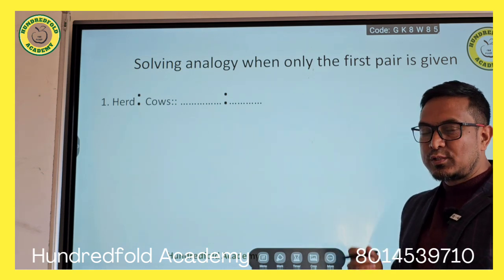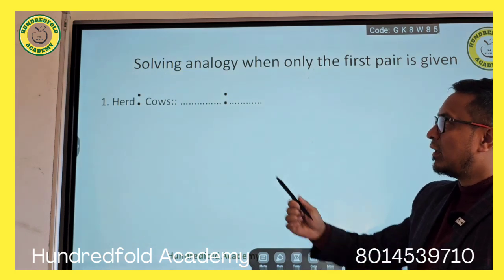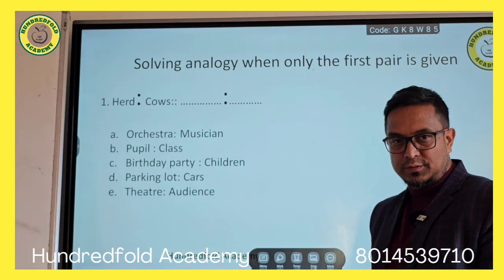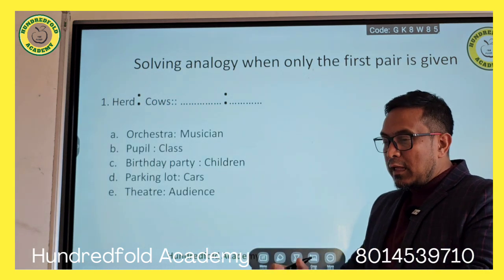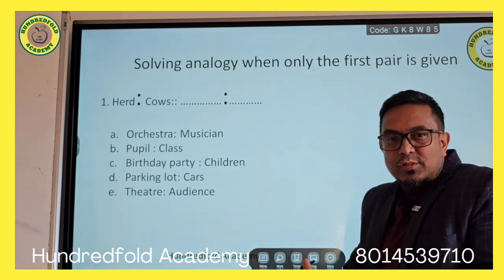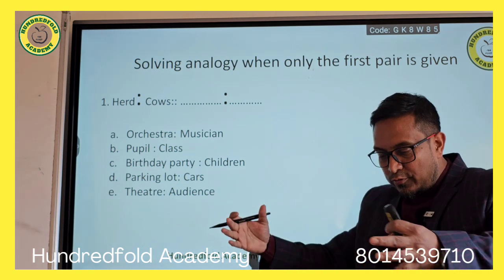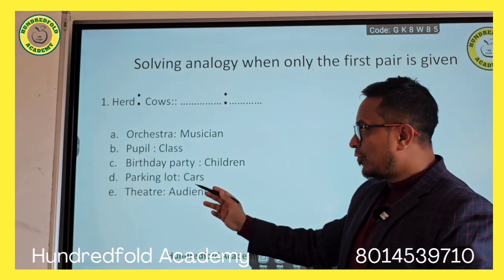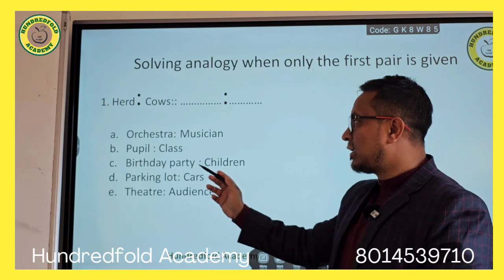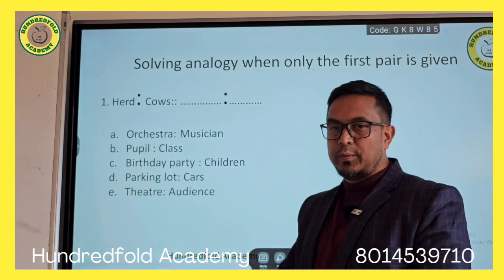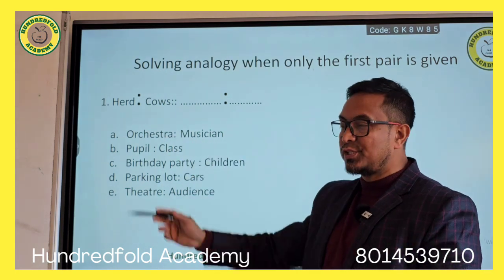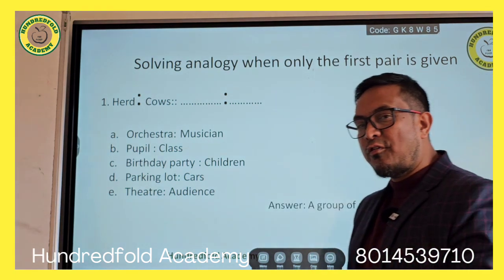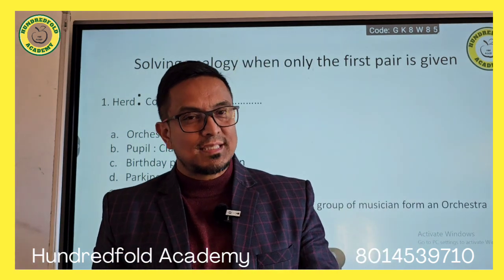So let's take this one from your exam's point of view. Herds, cow, and they have given you these options. Now, a group of cows are called herds. When one full group of cows is called herds. A group of audience cannot be theater. A group of cars cannot be parking lot. Group of children cannot be birthday party. A group of class cannot be pupil. But a group of musicians can be orchestra. So the answer is a group of musicians form an orchestra. So this is how you solve.